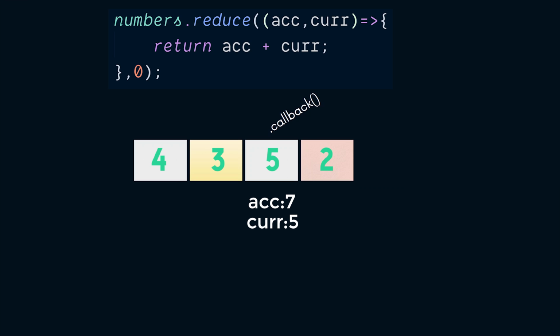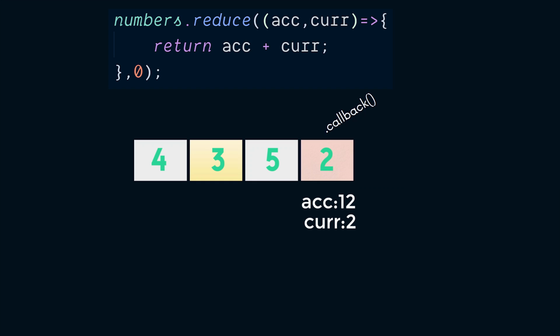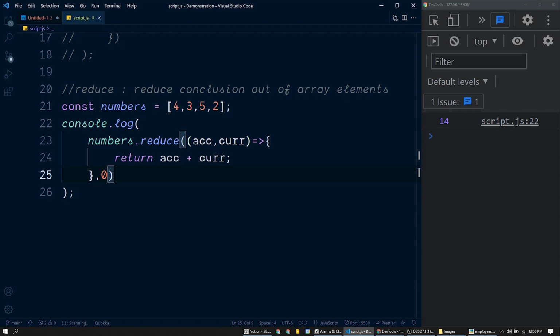This time current is 5. 7 plus 5 returns 12, which is saved to the accumulator. Now let's move to the next element. This time current is 2. As a result of the addition, we get 14. Now there is no element left inside this array. The final value returned from the reduce method will be the value of the accumulator. So that's how we got this sum 14 here.